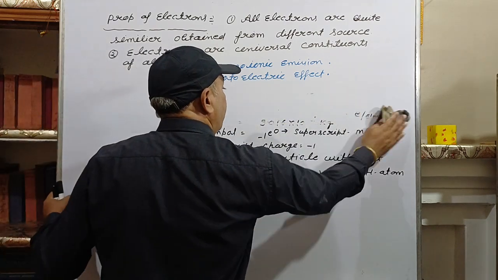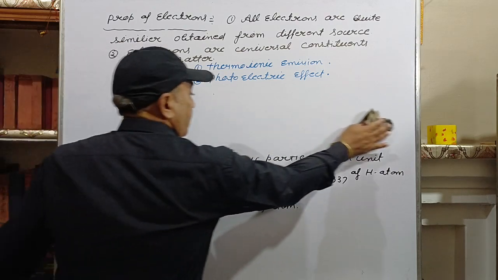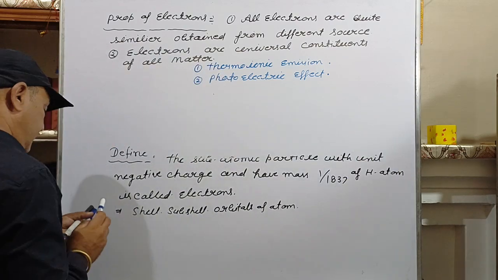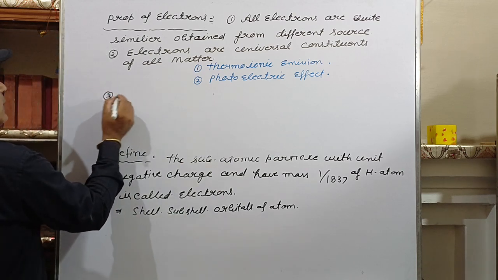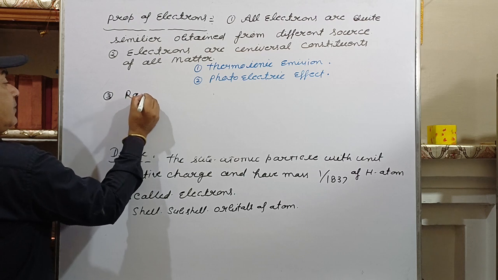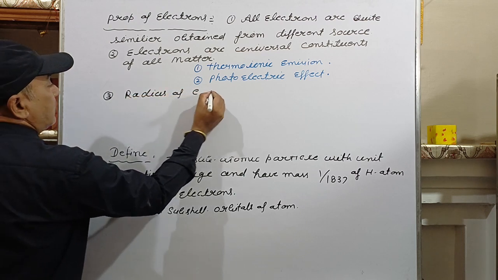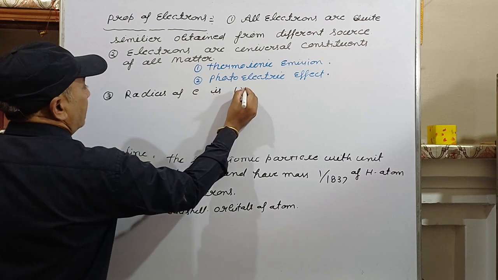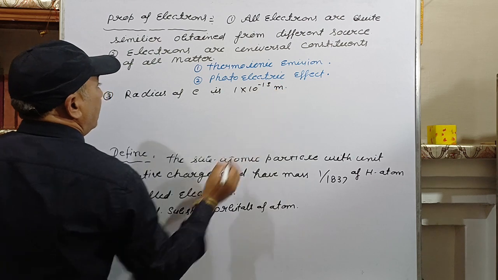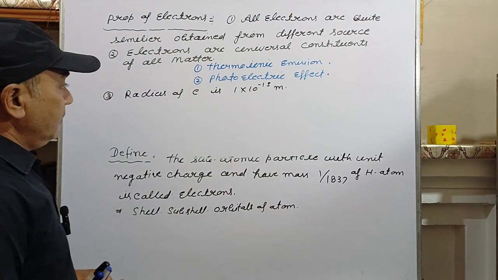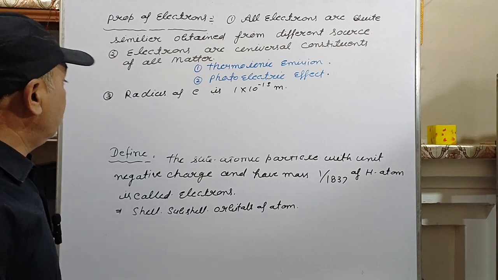And now the third property of electrons is that the radius of an electron is 1 into 10 to the power minus 15 meter. These are the main properties of electrons.